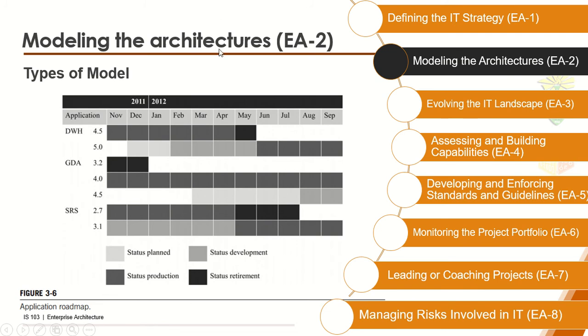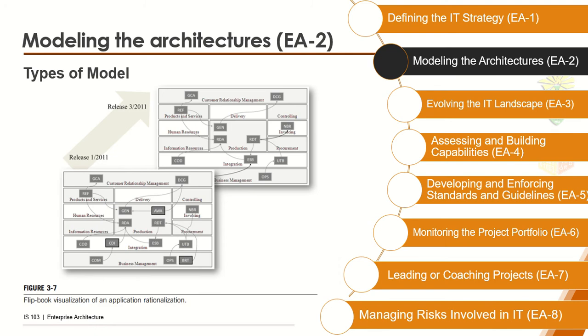So pwede ta mag-model oging ana, no? So what else? Another type of model is the flipped book visualization of an application rationalization. So another frequently used means of eliciting the aha effect of how things will evolve is the flip book of consecutive states. So mani siya nga figure.